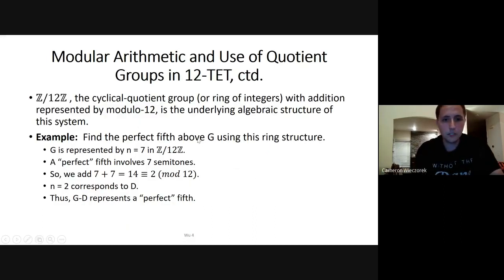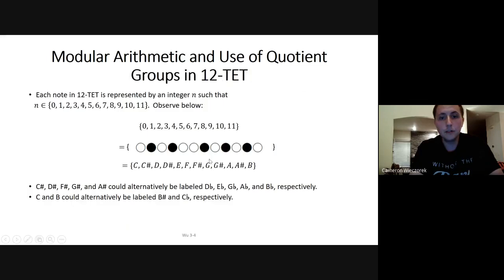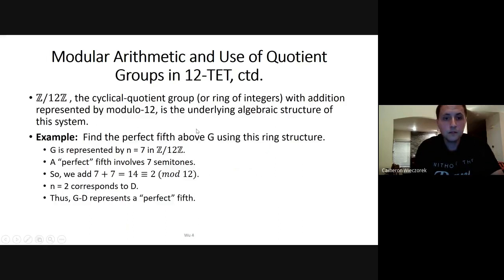So for example, just to keep it basic to start with, what if we wanted to find the perfect fifth above a G using this ring structure? Well, we know from the previous slide, if we count here, G would be represented by 0, 1, 2, 3, 4, 5, 6, 7. It'd be the seventh note that I see listed in my octave. Okay. So it'd be given the integer value 7.